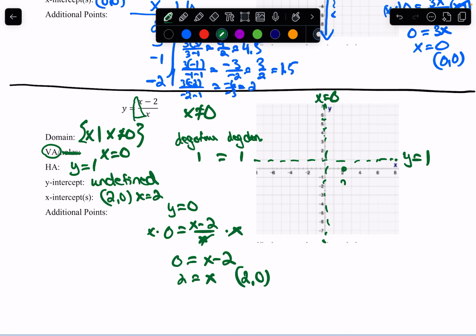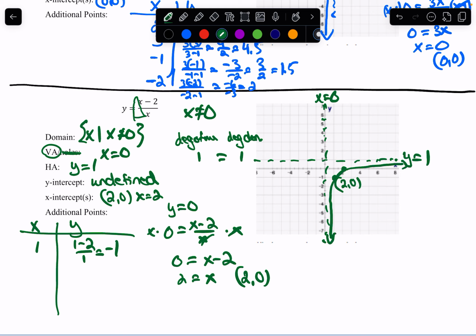Okay, so we're going to need a couple of additional points here for us to be able to graph this. Let's do x equals 1. So 1 minus 2 over 1, that's negative 1 over 1, which is negative 1. So we have (1, negative 1) right here. We know that it's going to approach y equals 1, and we know it's going to approach x equals 0. So it's going to look like this.